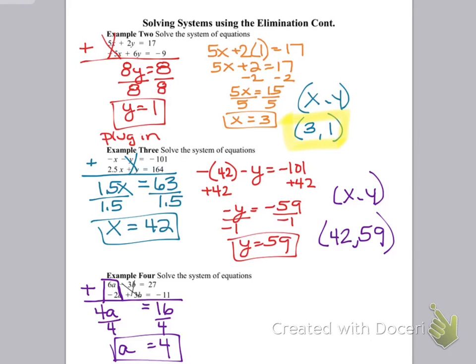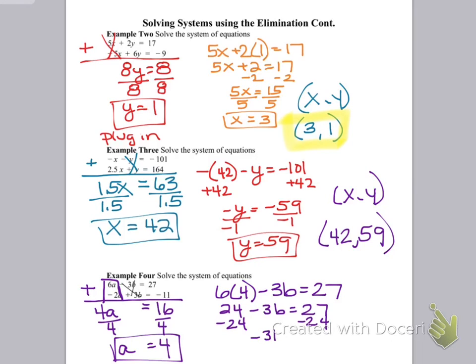I gotta find b. So we plug it in. So we've got 6 times 4 minus 3b equals 27. Now let's solve. So 6 times 4 gives me 24. Minus 3b equals 27. Minus 24 on both sides. Negative 3b equals 3. Divide by negative 3. B equals negative 1.